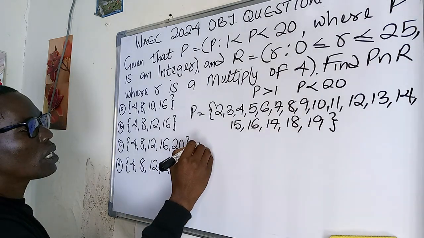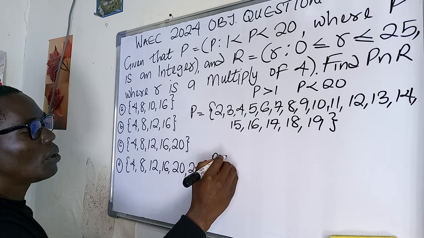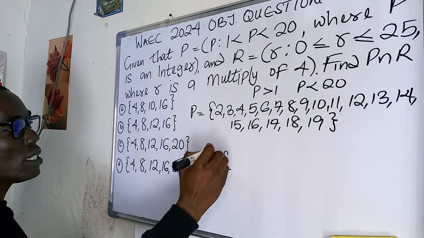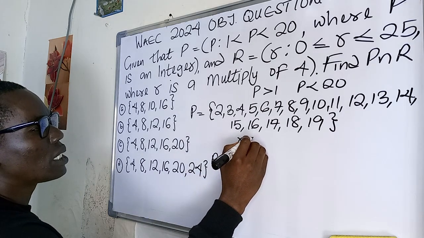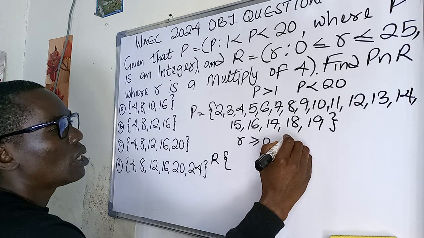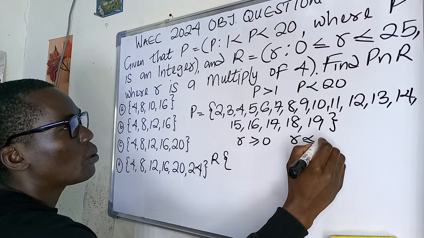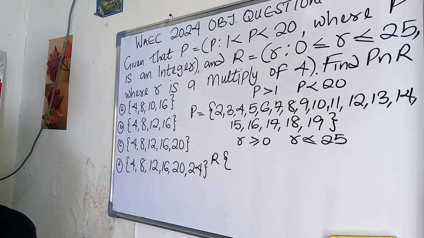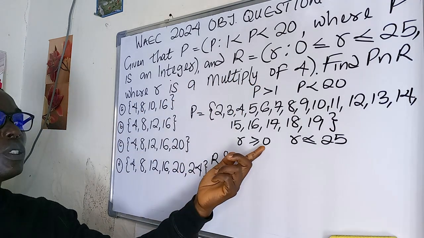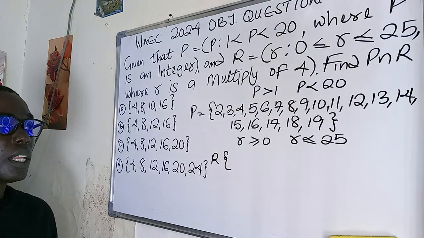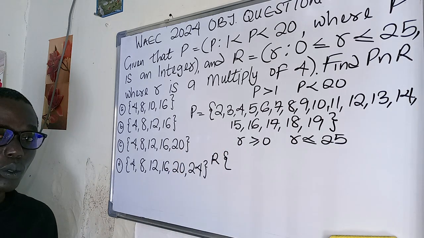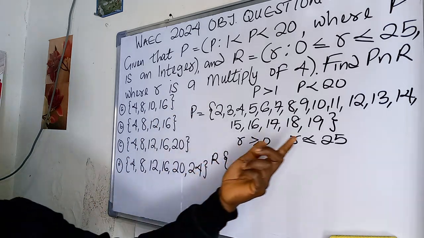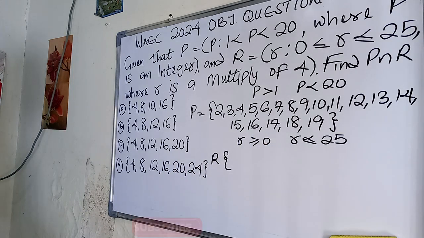The next thing we're going to look at is the values of our R. From this expression, we are told that R is greater than or equal to 0 and R is less than or equal to 25, and R are multiples of 4. Now, what are the multiples of 4 between 0 and 25? If they say greater than or equal to, that means 0 is included if it is a multiple of 4, and 25 is also included if it is a multiple of 4.